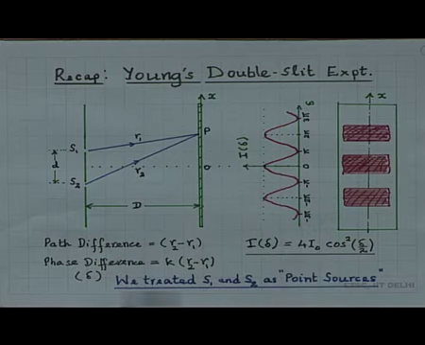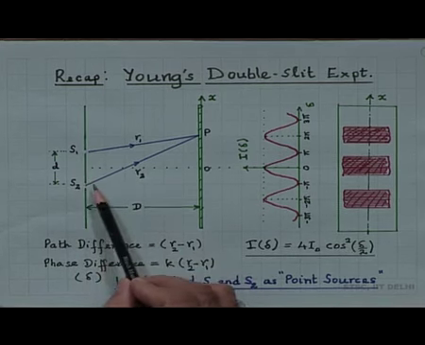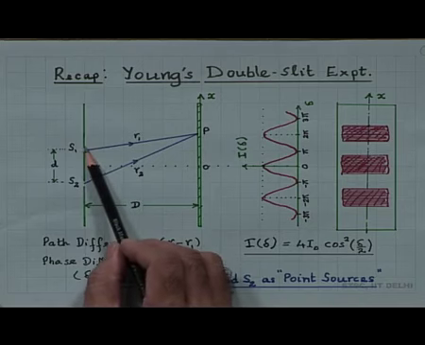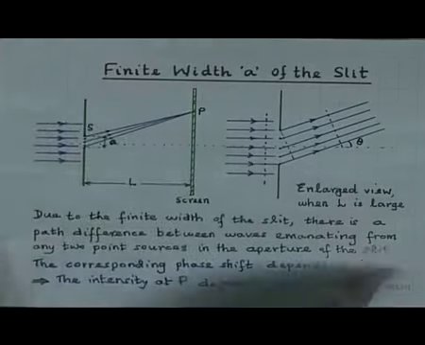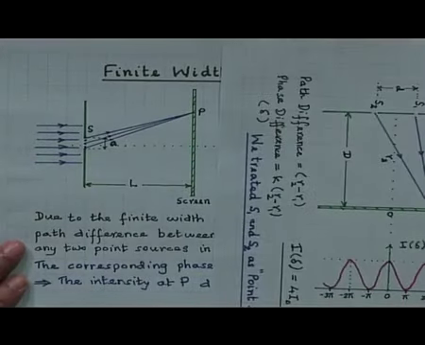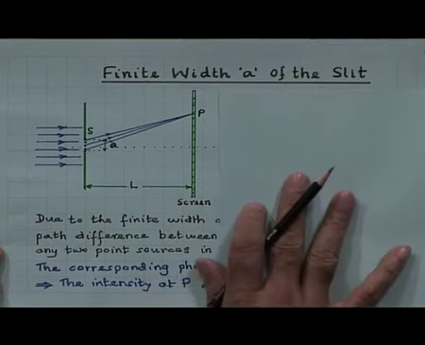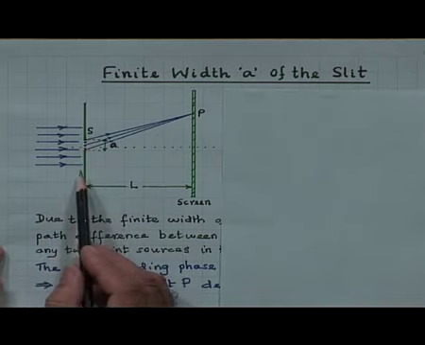In analyzing the Young's double slit experiment, as we did earlier, we did not consider the finite width of these sources. So, let us now look at each slit, one slit at a time, and see the effect of the finite width of the source. Let us see this in the next slide. Let us look at this diagram. The finite width A of the slit. This is one of the slits S1 and S2; there are two slits in the Young's double slit experiment.